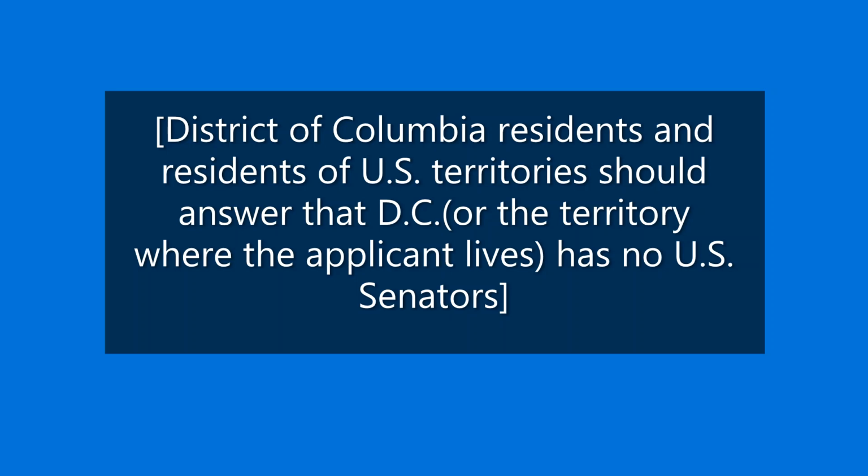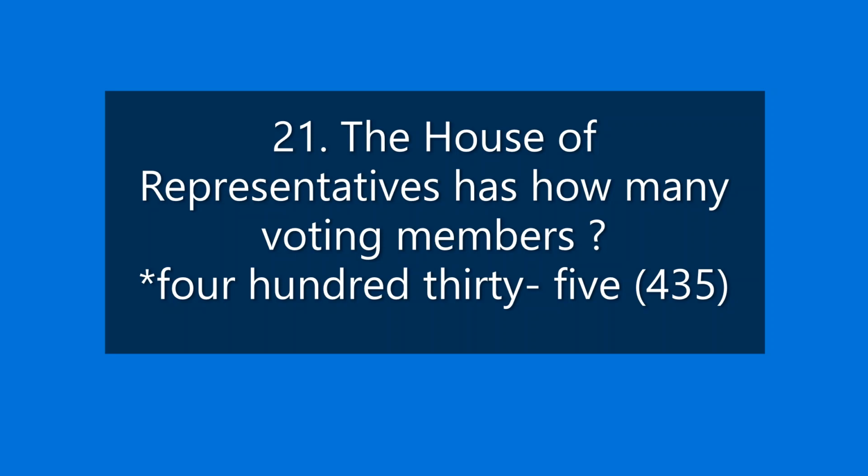Question number 21. The House of Representatives has how many voting members? The answer: there are 435 voting members in the House of Representatives.